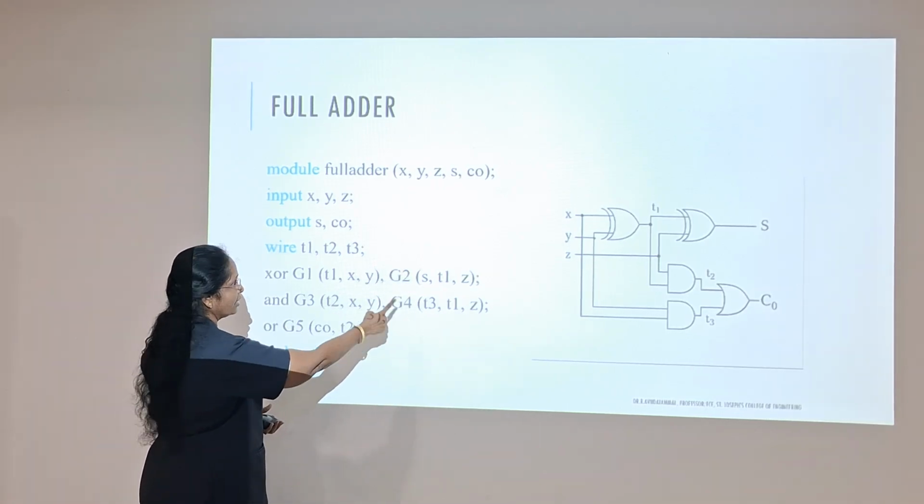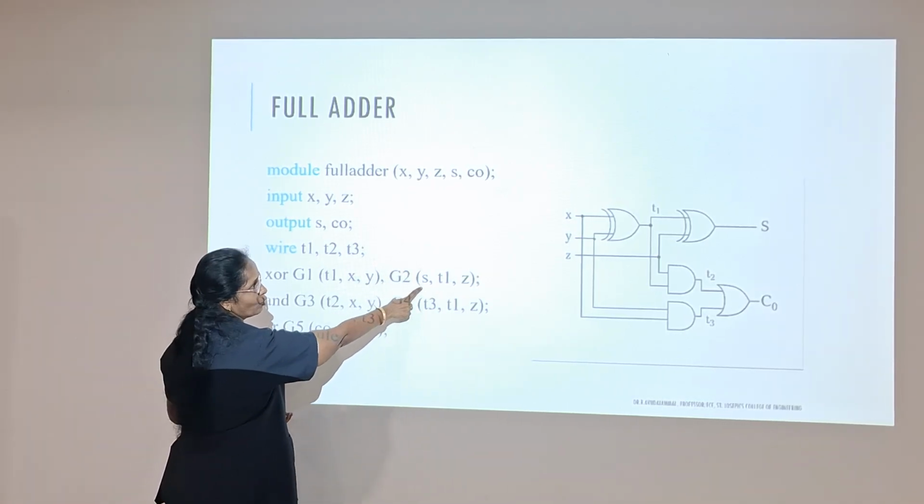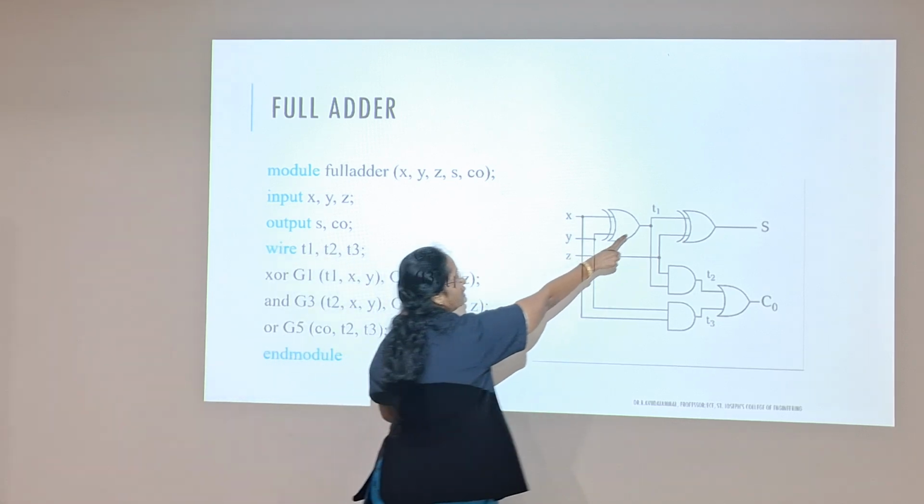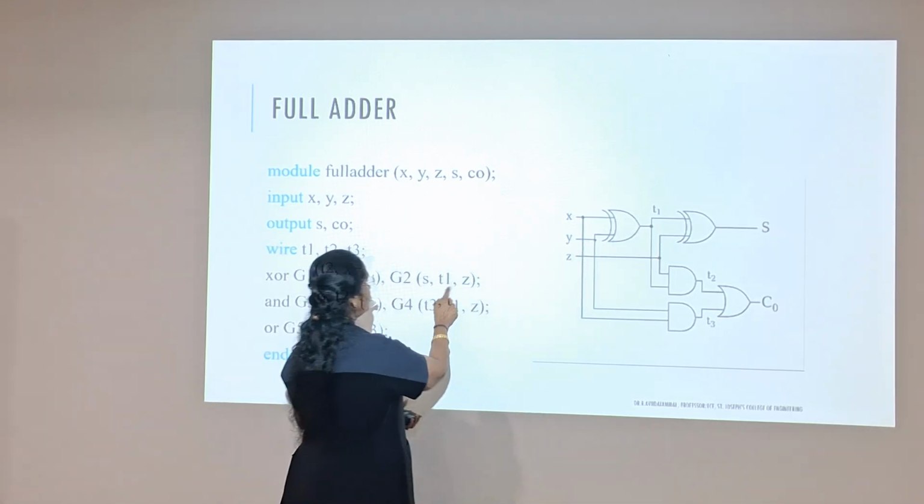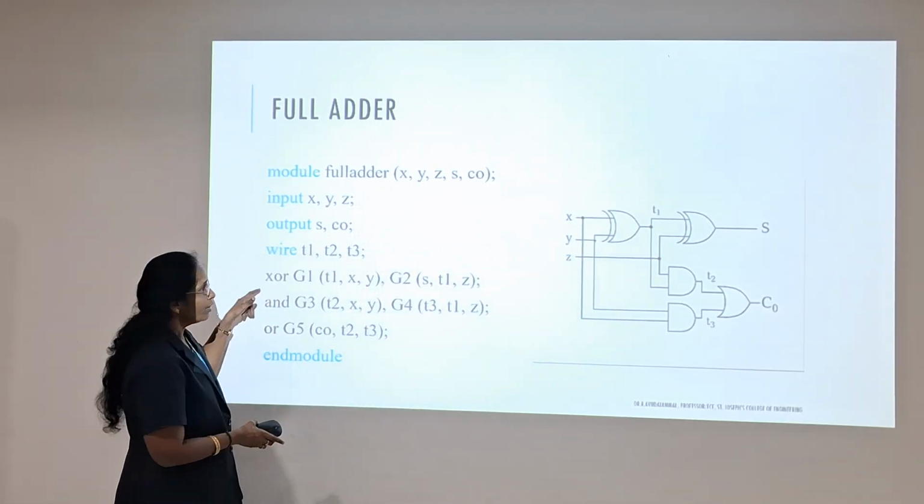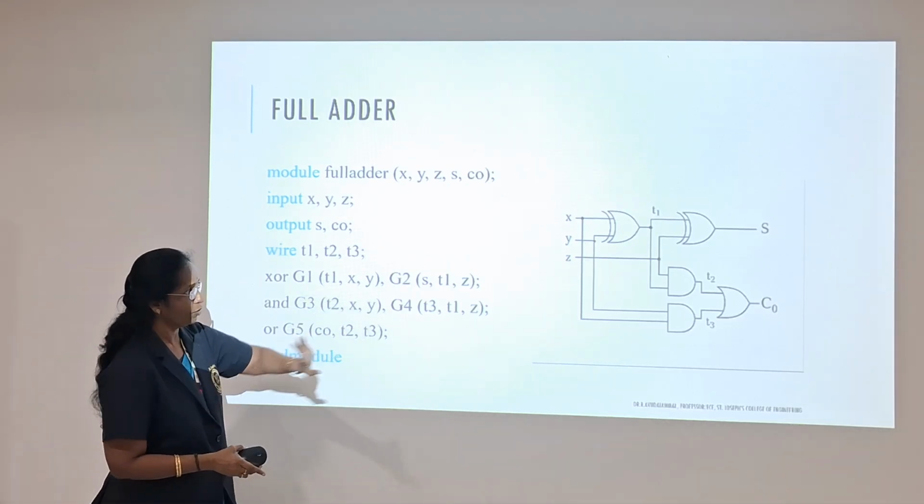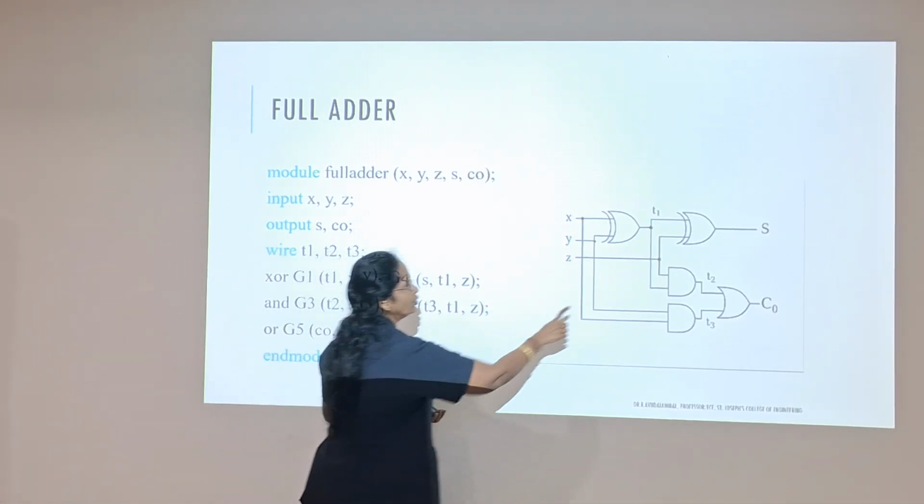For the second XOR gate, what is the final output? S is the output and the inputs are T1 and Z, therefore T1 comma Z. Now, coming to the next one, I am going to use the AND gate. How many AND gates have we used? 2 AND gates.